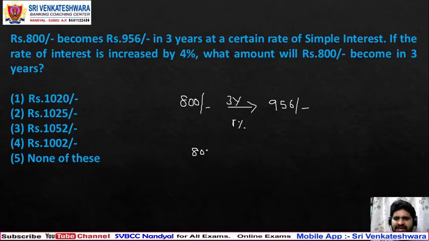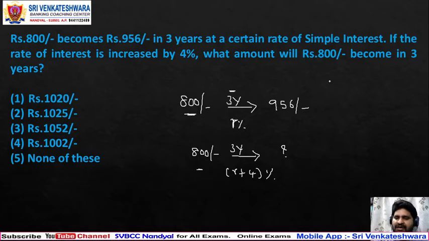So now the same 800, how much will it become in the same time period if the rate of interest is increased by 4%? Look here, understand the difference here and here. The principal amount is the same, the time period is also the same. The only point is that the rate of interest is changing. That means here we are paying at a rate of, for example, r. Here we are paying at a rate of r plus 4.